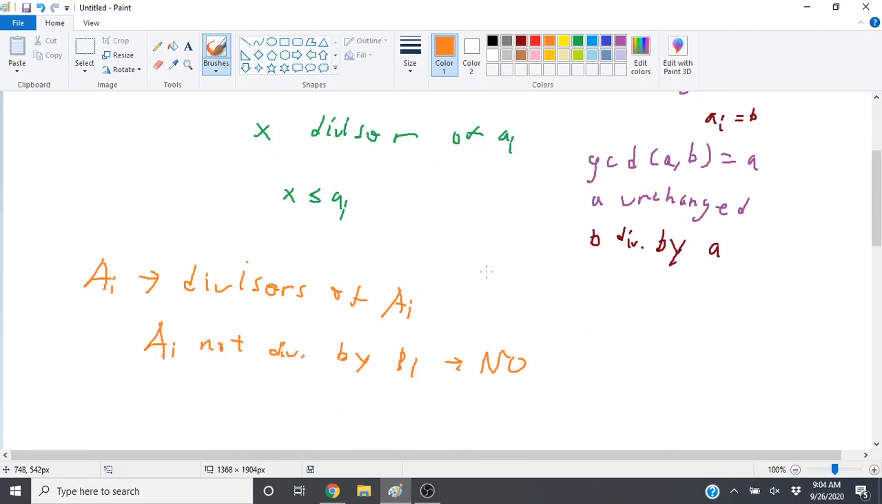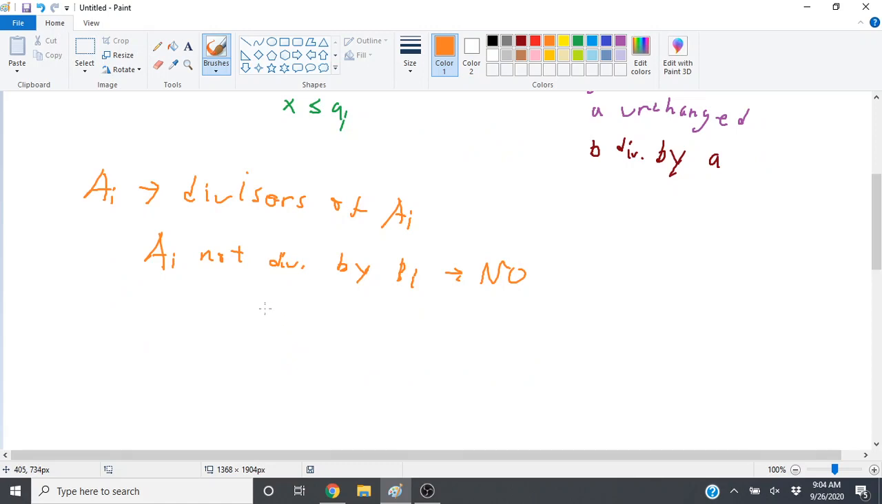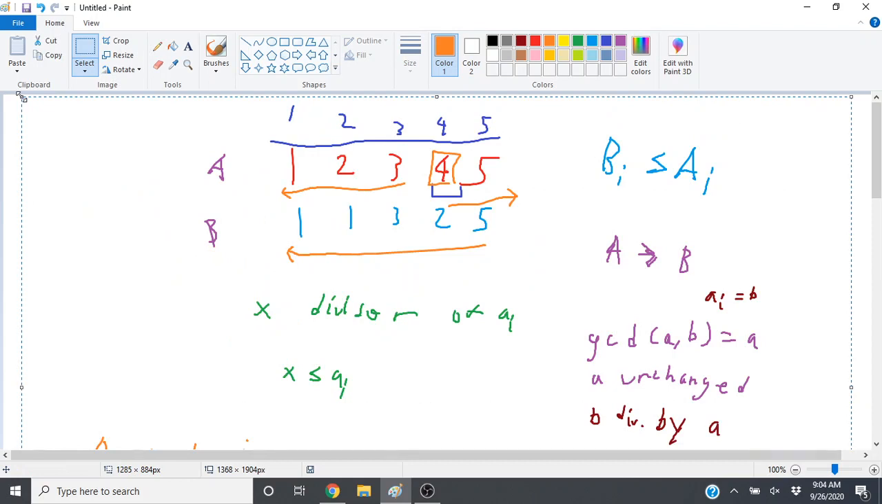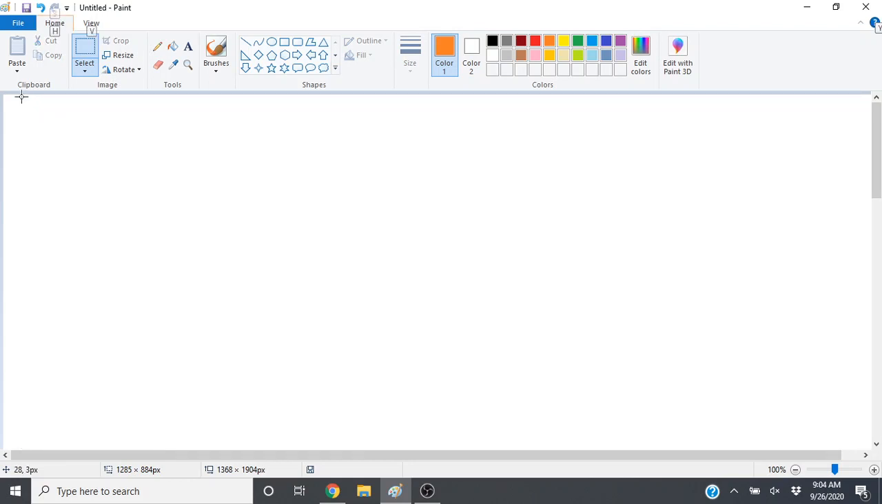So the final condition ends up being: if any A_i is not divisible by their corresponding B_i, then there's no answer. Otherwise, there is an answer. And that's kind of it. There's a lot of mathematical backing to this, but it ends up being very simple in terms of the final solution.